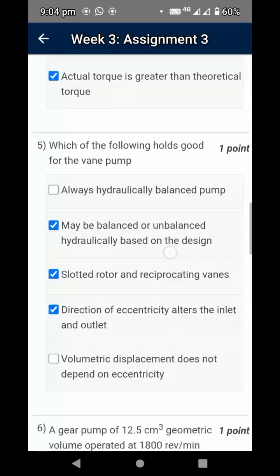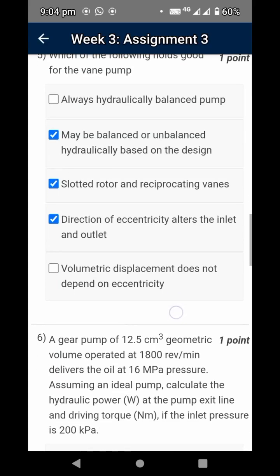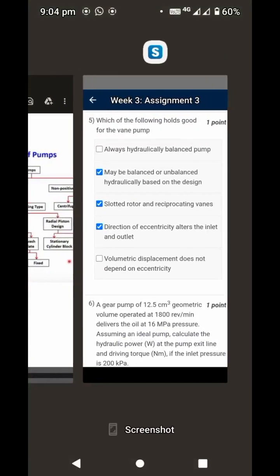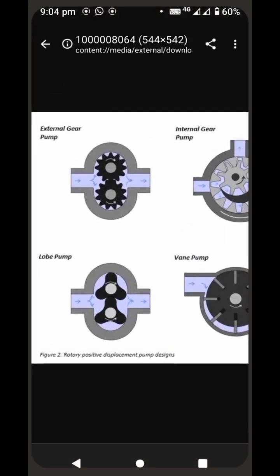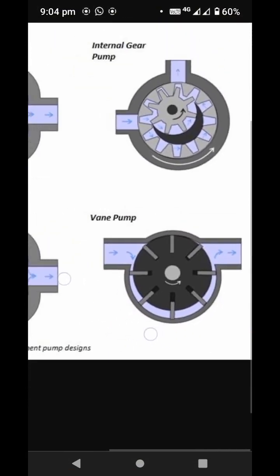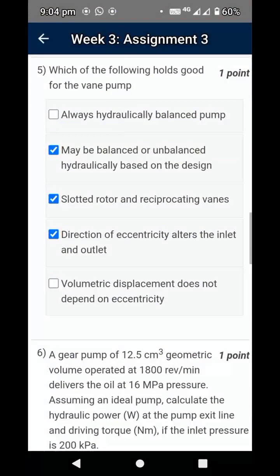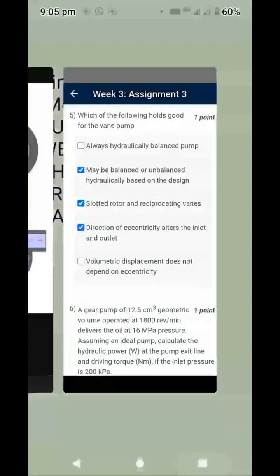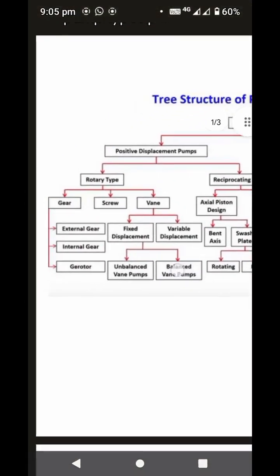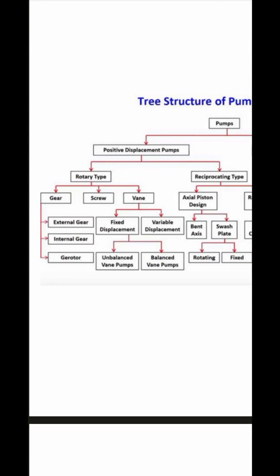Now check question number 5. Which of the following holds good for vane pump? Actually, in the case of vane pump, once again I go to the picture. This is a picture of vane pump. In the case of vane pump, it has two different categories, one is balanced and the other is unbalanced. Check out here. In the case of vane pump, it has balanced and unbalanced vane pump.